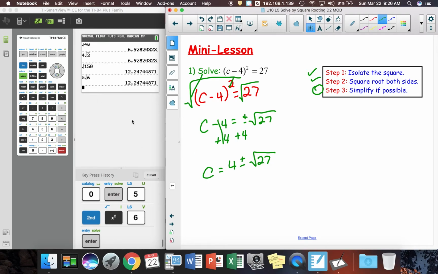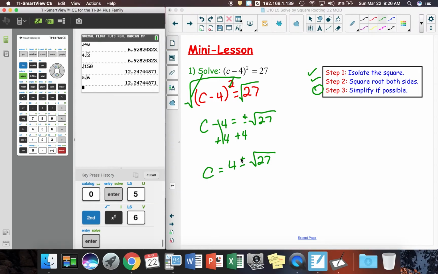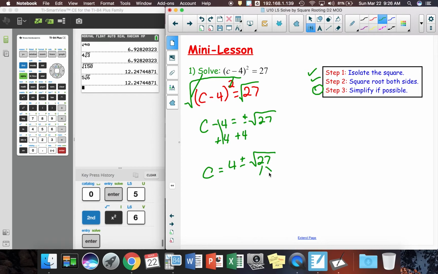Radical 27. Now you can check with the calculator. I've shown you how to do that multiple times. But I know that radical 27, 9 goes into it, and 3 goes into it. So to simplify this, we get c equals, this 4 comes down, plus or minus. Radical 9 just simplifies down to 3, and radical 3 is radical 3. That's my final answer.